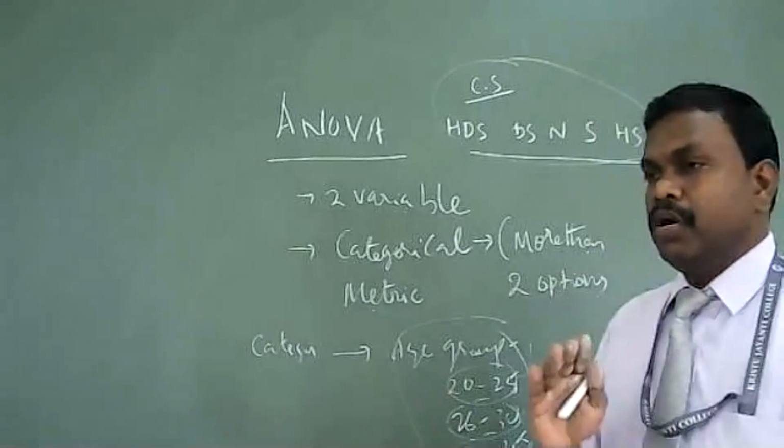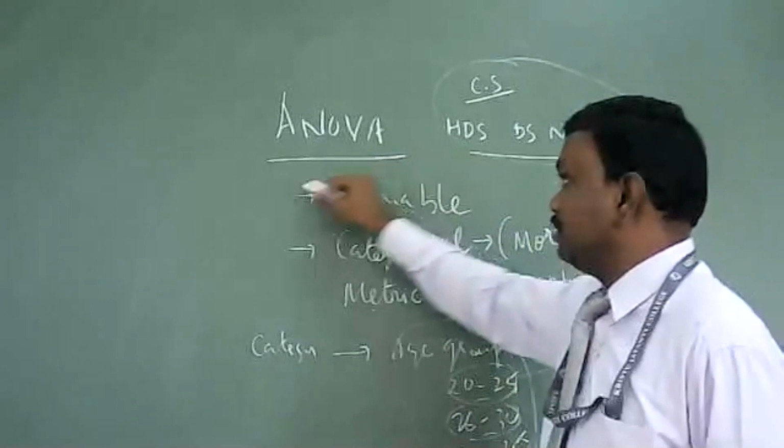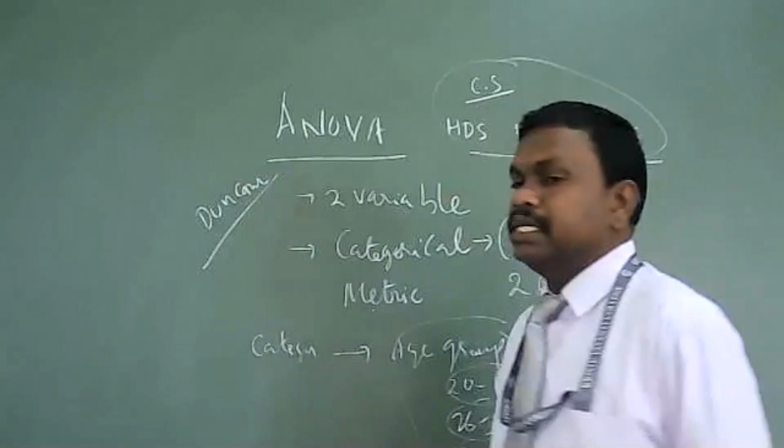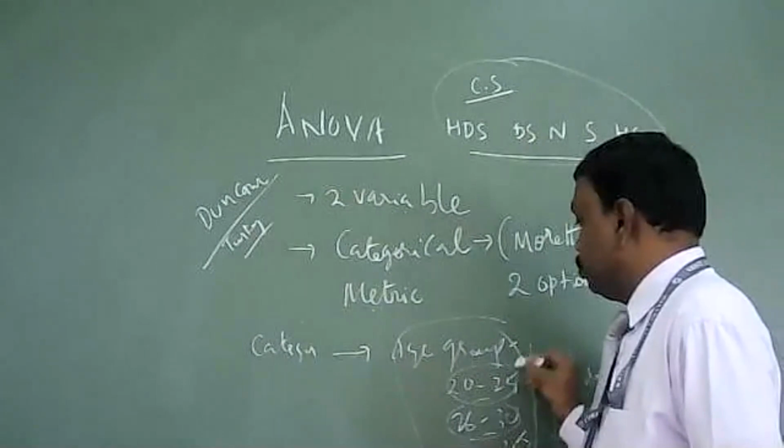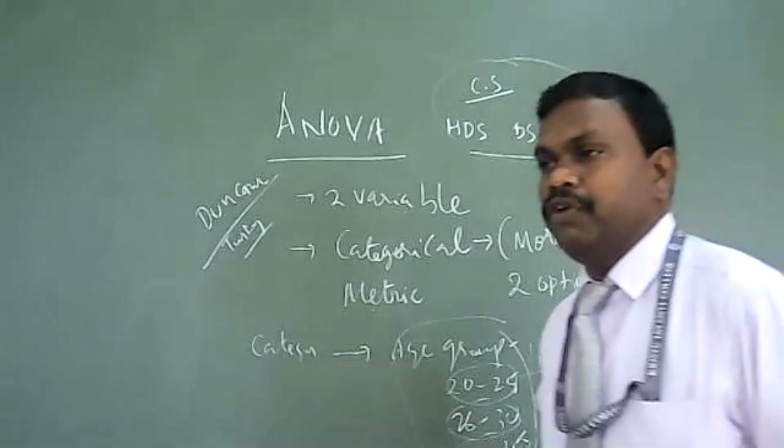If you want to explore more, then you have many tools, like the Duncan test. There is also another test called the Tukey test, which will tell you which group is more satisfied and which group is less satisfied. So this is the application of ANOVA. Any doubts related to this?